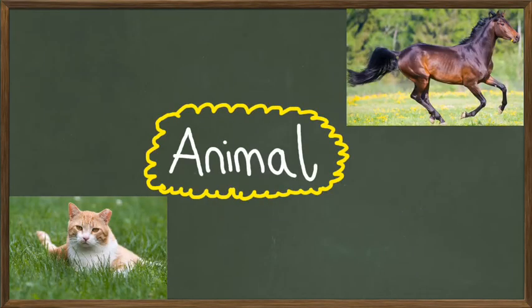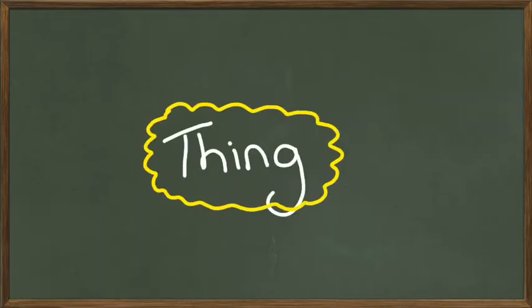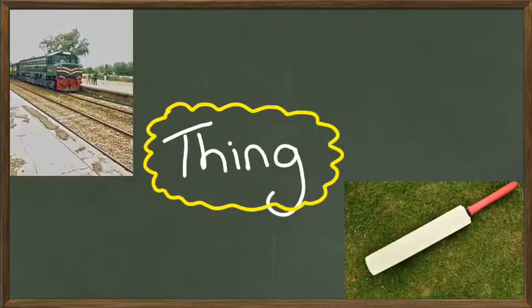Animal. Horses and cats are animals and are also nouns. Thing. A cricket bat and a train are things, and so they are nouns. To sum up, a noun can be the name of a person, a place, animal, or thing.